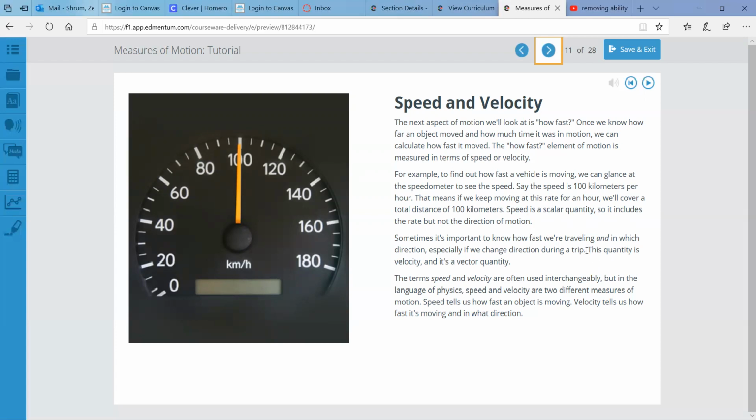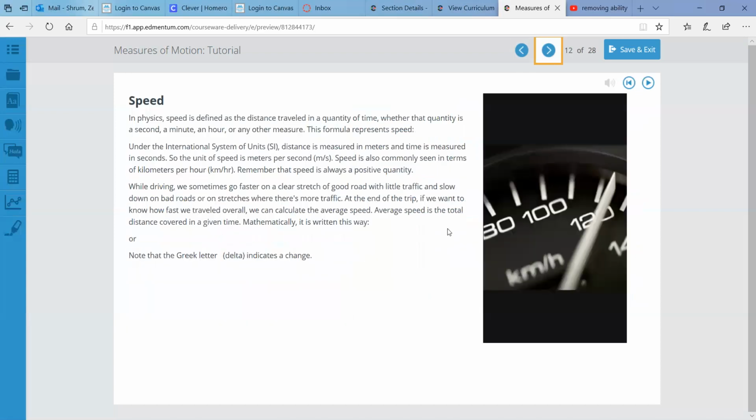Sometimes it's important to know how fast we're traveling and in what direction, especially if you want to change direction in a trip. And if you want speed plus a direction, that is velocity. Speed tells us how fast an object is moving. Velocity tells us how fast and in what direction.